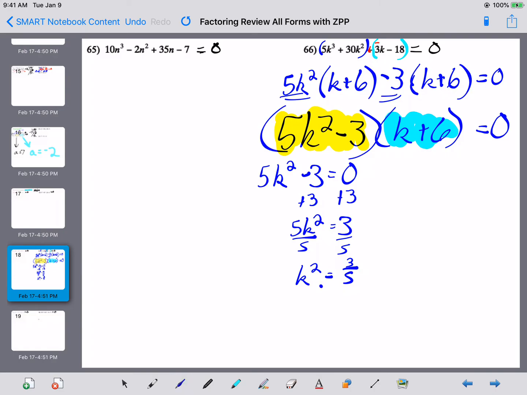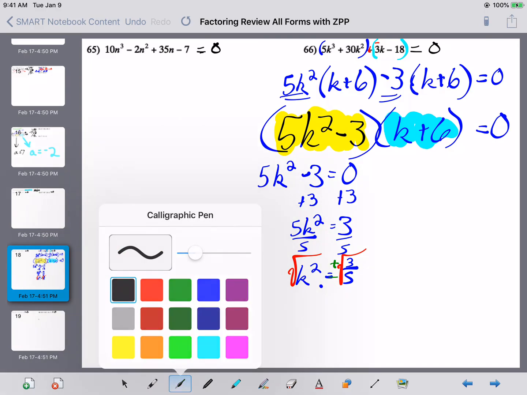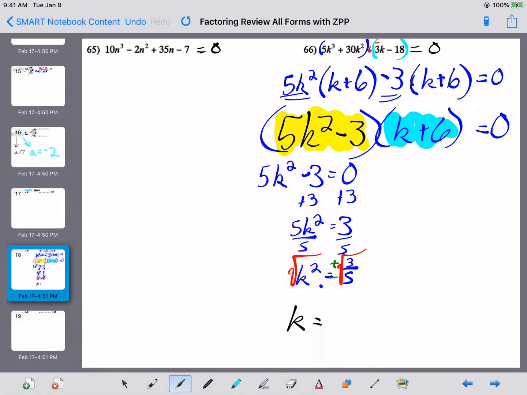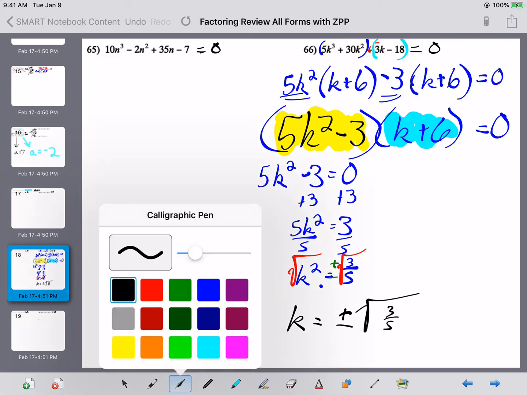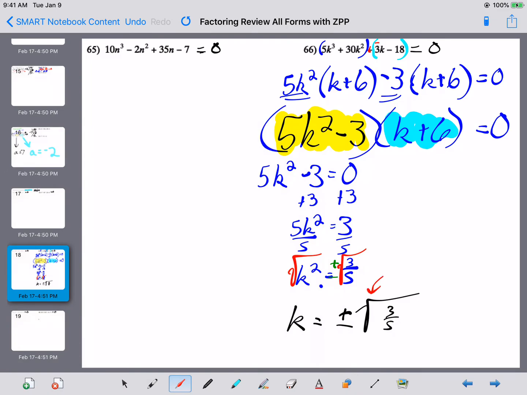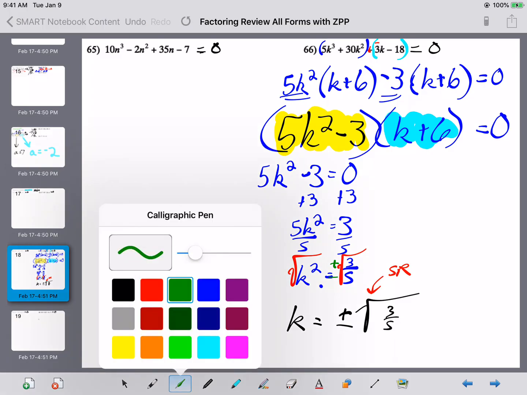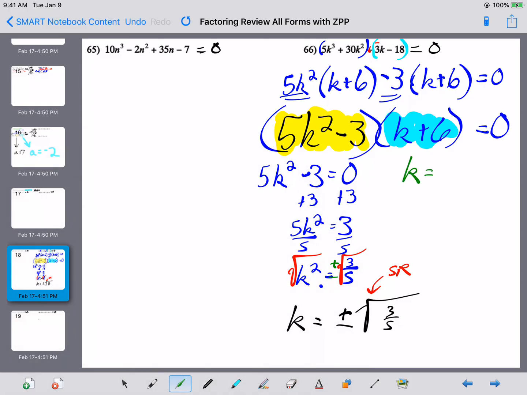How do you undo squaring? You undo squaring by square rooting. And then don't forget the plus or minus. So the solution is k equals plus or minus the square root of 3/5. Now on your answer key, instead of having the square root symbol, I'm going to write SR for square root. Those are actually two solutions, folks. Positive square root of 3/5 and negative square root of 3/5. Last but not least, I have a solution right here of k equals negative 6.